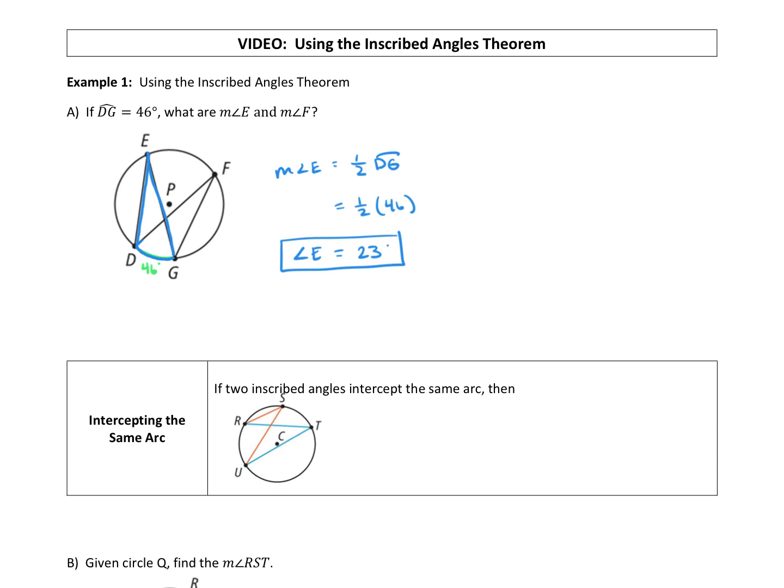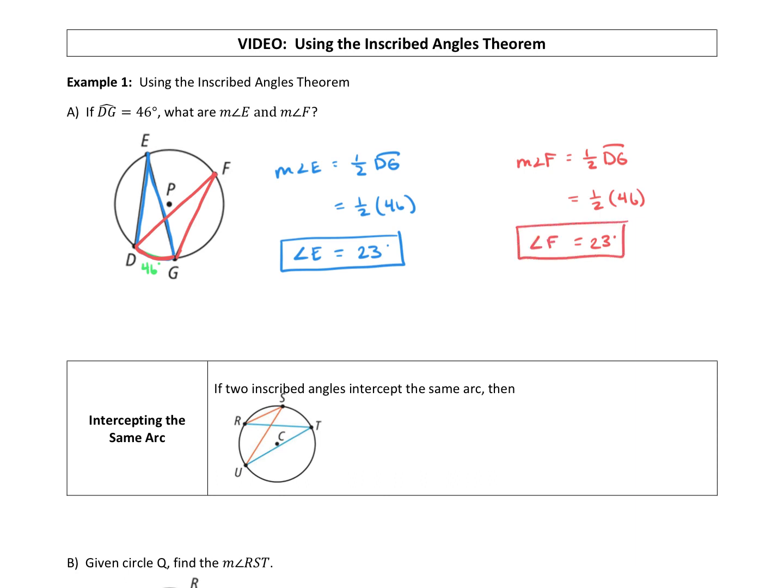All right, how about angle F? If we find angle F, it's an inscribed angle. The vertex is on the circle. If we follow the sides of the angle out, what we notice is it is intercepting the same arc. So the measure of angle F is equal to half of its intercepted arc, which is also arc DG. Well, we know that DG is 46 degrees, so half of 46 is 23 degrees. So angle F is equal to 23 degrees.